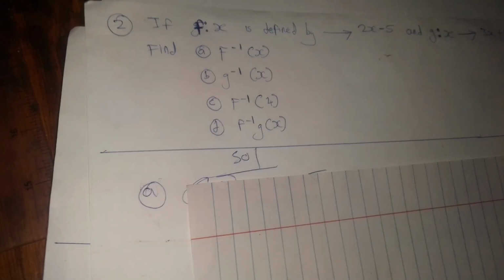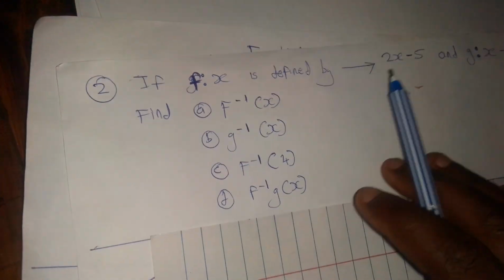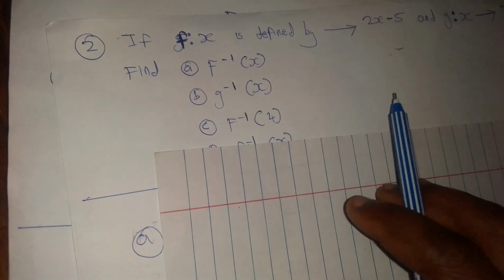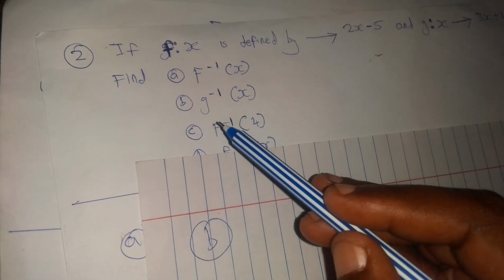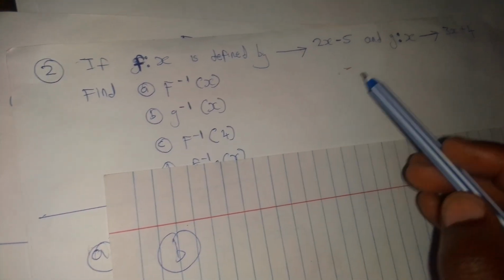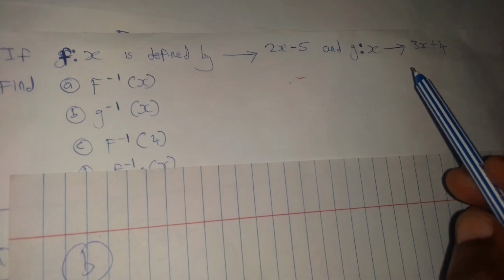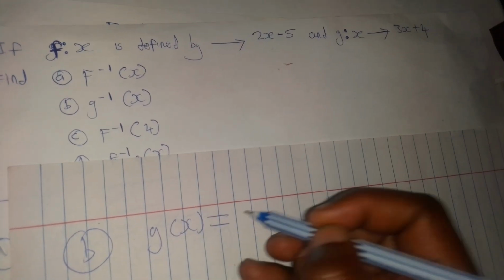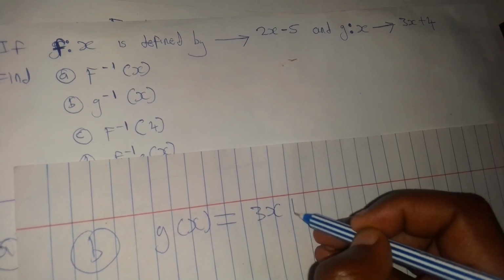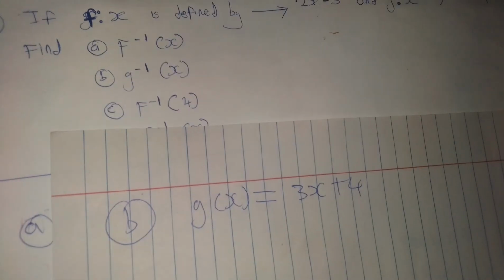So now we are going to solve B. On B, they want the inverse of g of x. So g of x, it is here. We have g of x equals 3x plus 4.